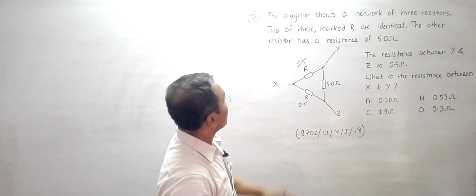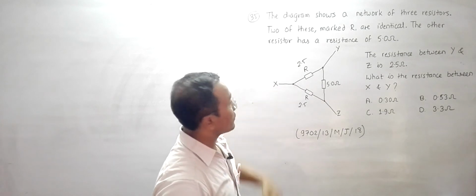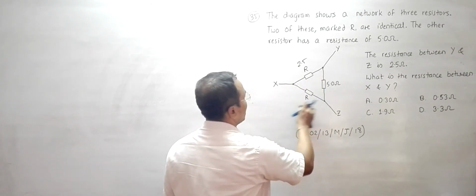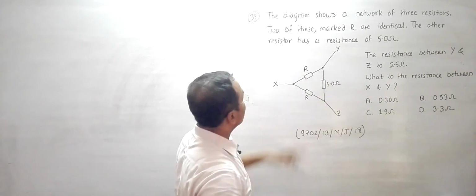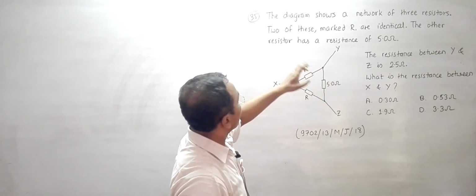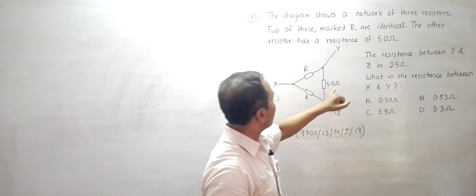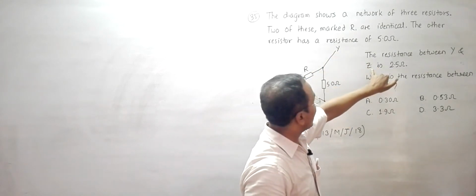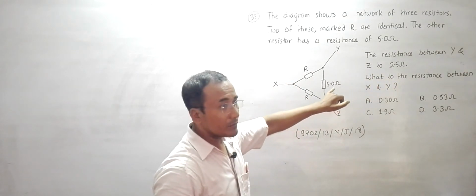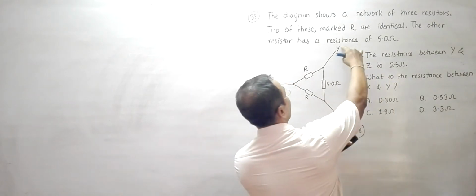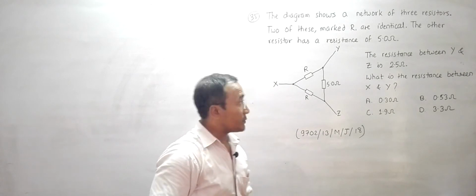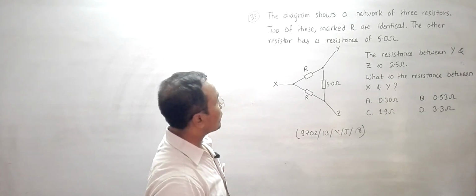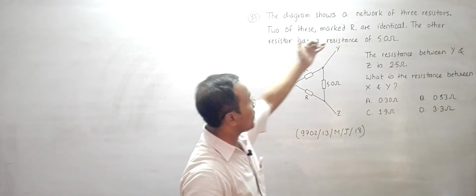So it shows a diagram here. The diagram shows a network of 3 resistors. Two of them are marked R and they are identical. The other resistor has a resistance of 5 ohm, and it says the resistance between Y and Z is 2.5 ohm. That means if I connect a device over here, the resistance that it measures will be 2.5 ohm, and from there I have to find the resistance between X and Y.